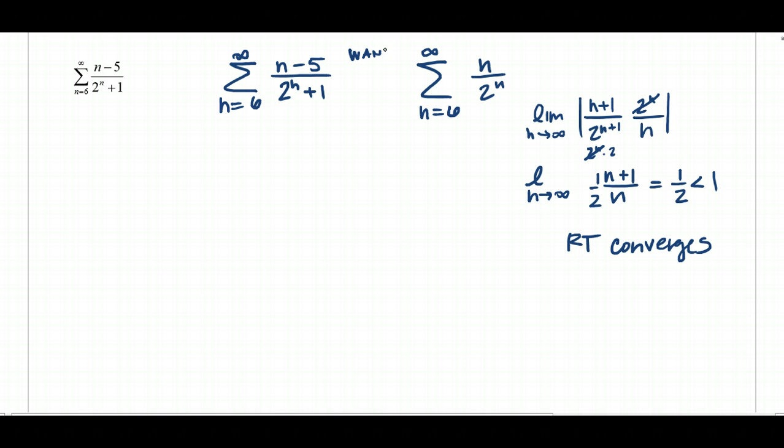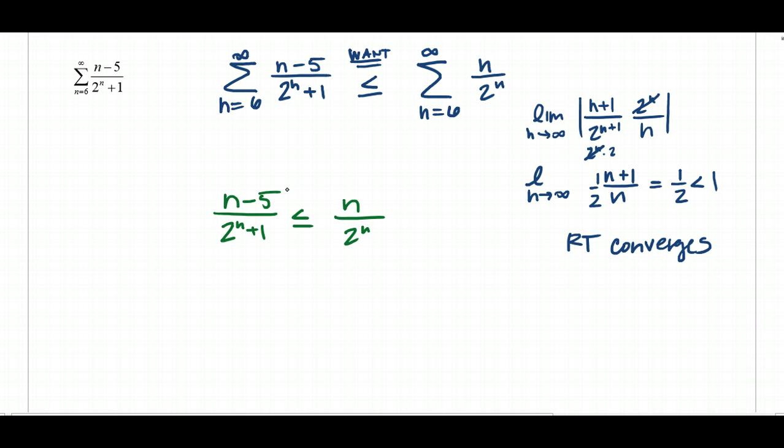Alright, so now that I've decided the series on the right converges, if I want to use the direct comparison test, what I want the inequality between these two to be is for the one on the left to be less than or equal to the one on the right that I found definitely converges. So now what we have to do is compare the general term, (n minus 5) over 2 to the n plus 1. I want that to be less than or equal to n over 2 to the n.